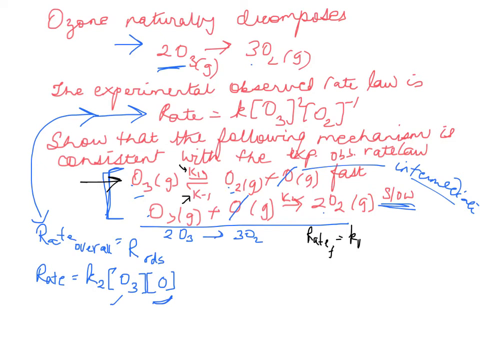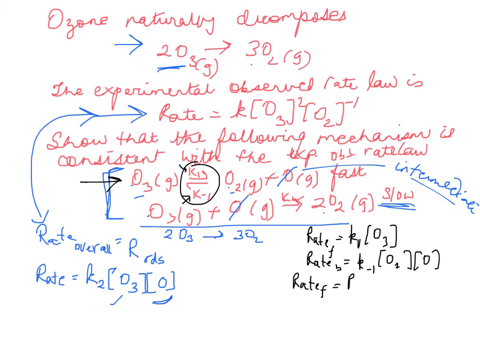So K1 times ozone, and likewise you would be able to say that the rate of the backward reaction is going to be K inverse times O2 times oxygen. Since it's an equilibrium reaction, we can say that the rate of forward is going to be equal to the rate of backward, and so one could say K1 times ozone is equal to K inverse times O2 times O.